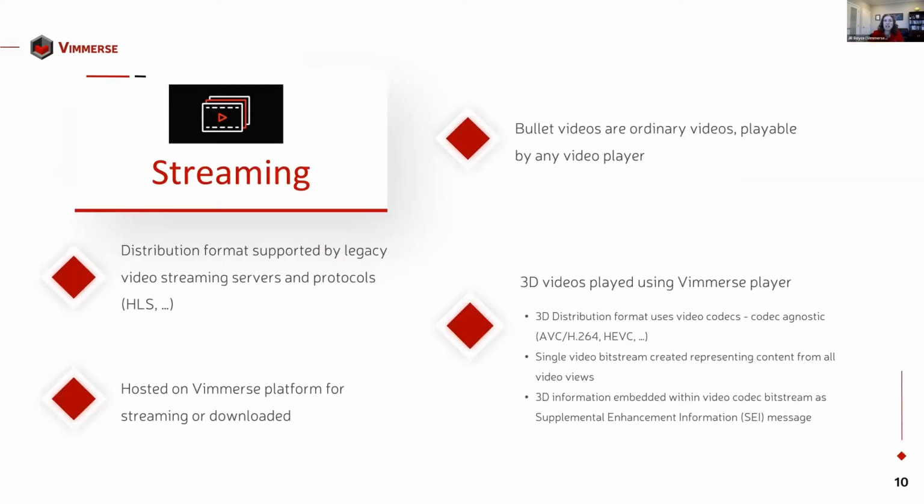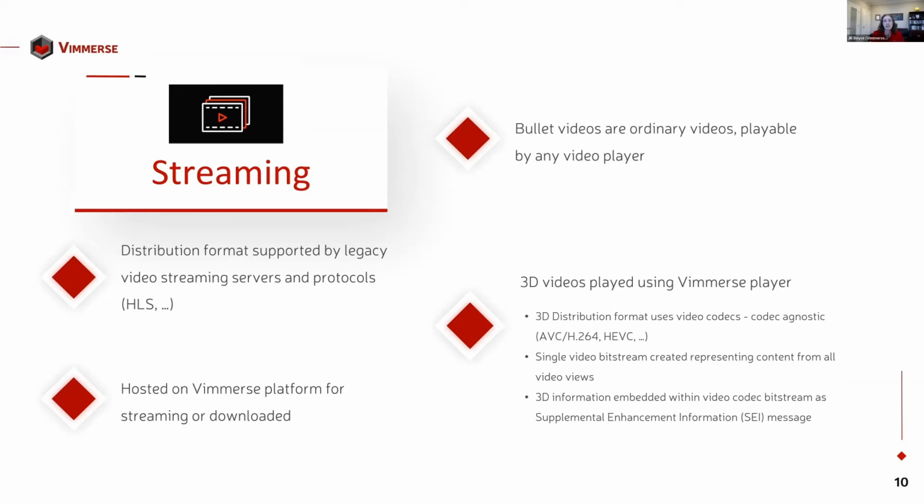Next aspect is streaming. So the prepared content can be streamed from the Vimmerse platform using legacy video streaming servers with standard protocols. Downloading of videos is also available. I will talk a little bit more about why we have these two formats and how they differ from one another. So the bullet videos and the 3D videos.